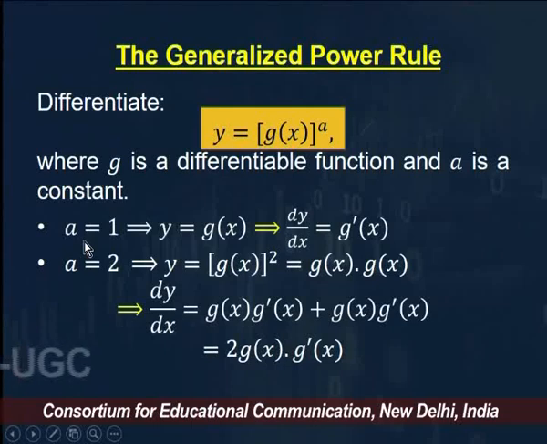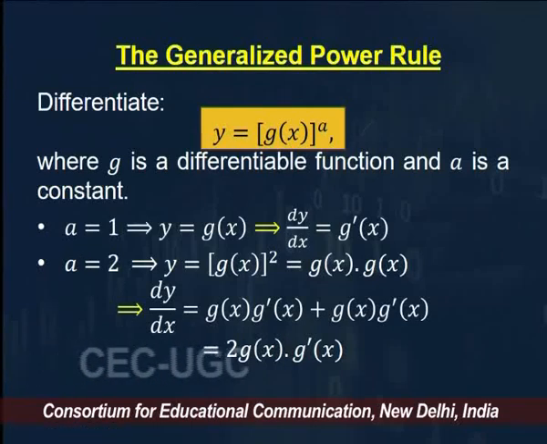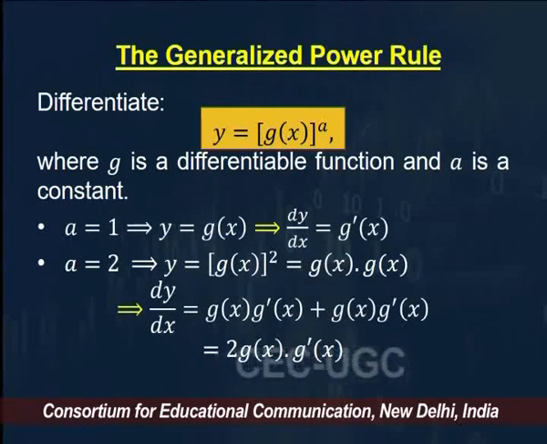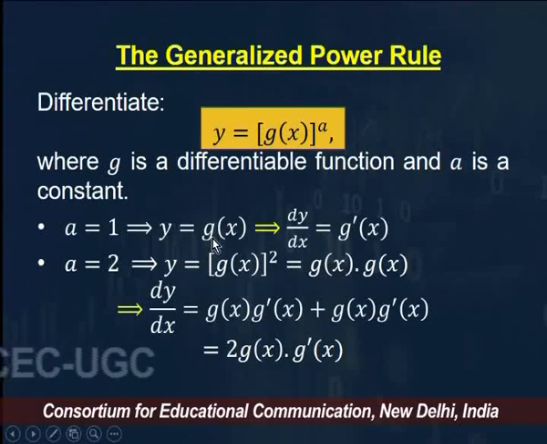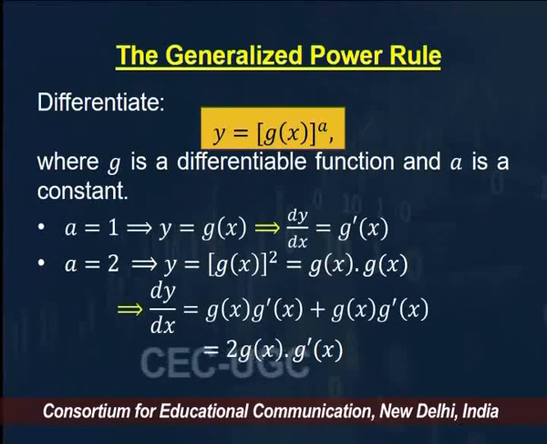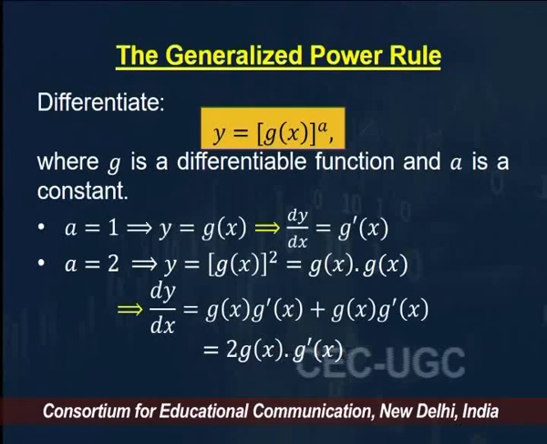In particular, if I put a equal to 1, so the power here is a equal to 1, that in turn would imply that y is equal to g of x, right? And we already know that when y is equal to g of x, dy by dx is equal to g prime of x. That will be the derivative, g prime of x.